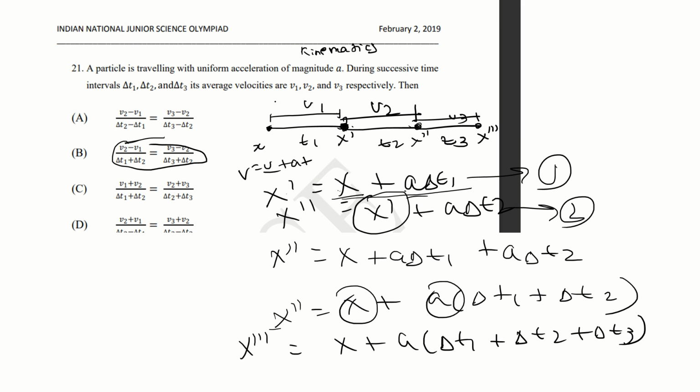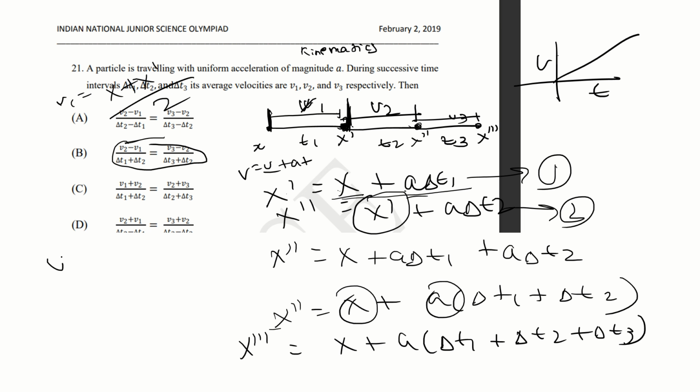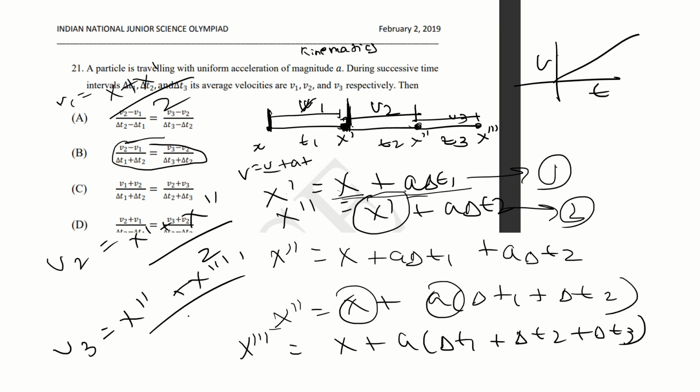Because the acceleration is constant, we can say that this velocity plus this velocity divided by 2 will be v1, because it is the average velocity and the acceleration is not changing, it's constant. So the velocity curve would be like this, right? V versus t, because the acceleration is constant. So we say v1 is equal to (x plus x dash) upon 2, v2 is equal to (x dash plus x double dash) upon 2, and v3 is equal to (x double dash plus x triple dash) upon 2. So we have all this data. Now we can put this and simplify it.